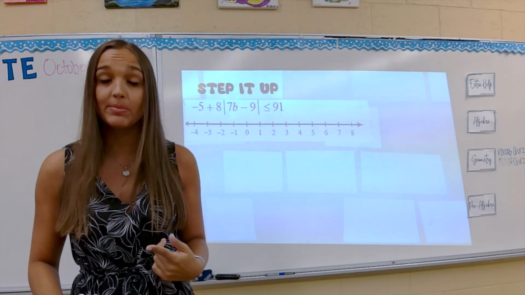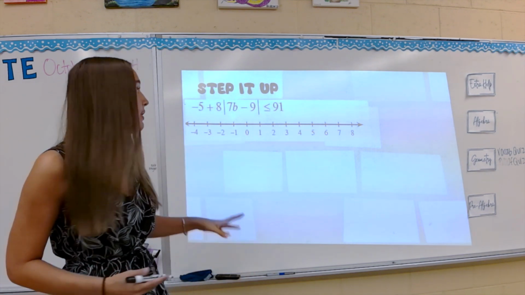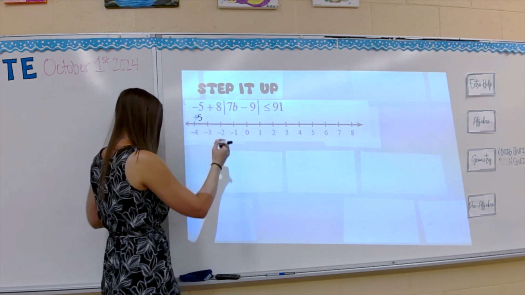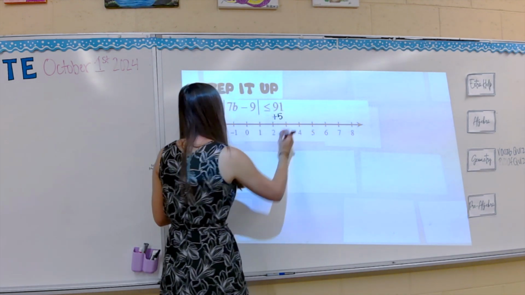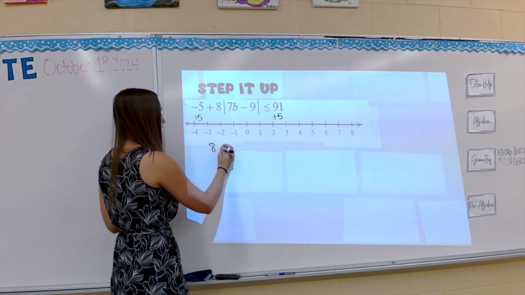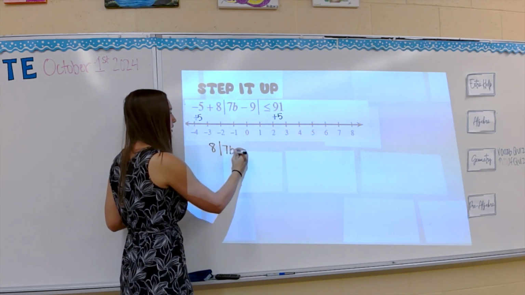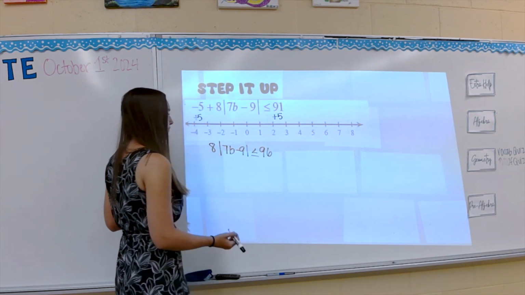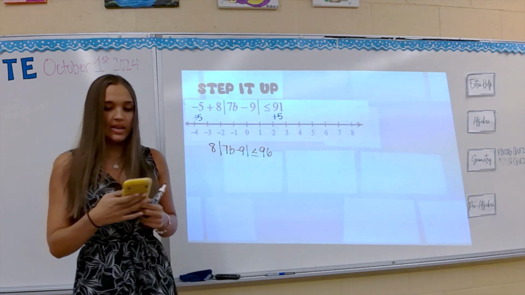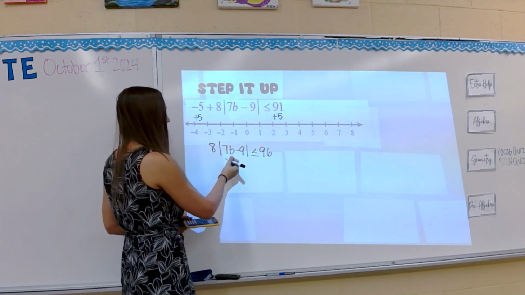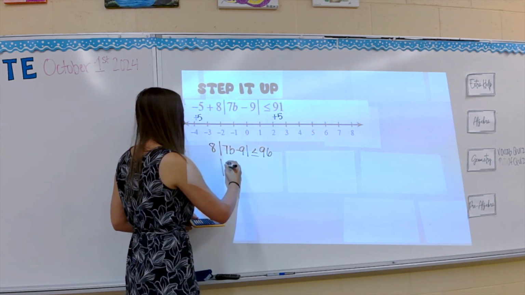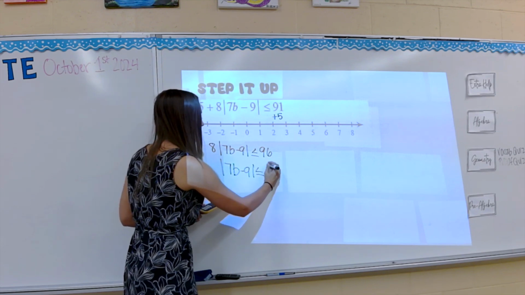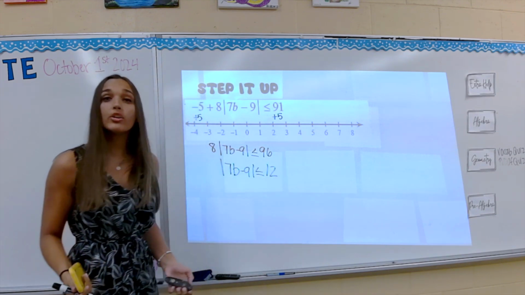They are not like terms, so we are not going to add them together. We're going to do the same steps as before, where we add or subtract first. Because this is a negative, I am going to add it over. So I get 8 times the absolute value of 7b minus 9 is less than or equal to 96. Then I divide by 8, and I get 12. So I get the absolute value of 7b minus 9 is less than or equal to 12.